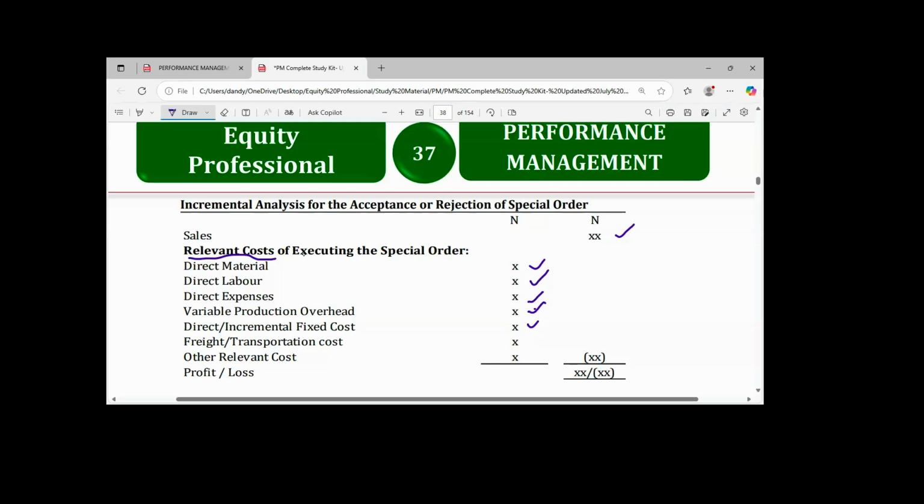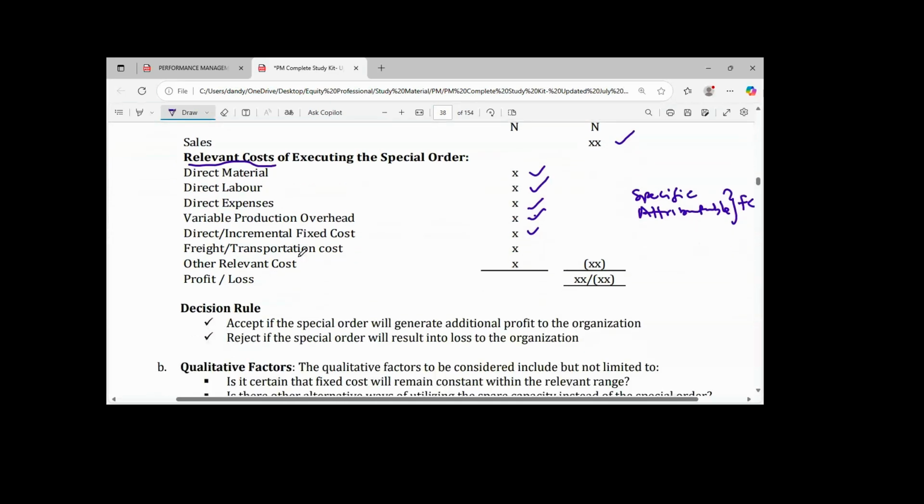Like I said, you can have a specific or attributable fixed cost, so it is also relevant. You may be given opportunity costs that relate to the special order. It is possible that the company will deliver the order to the customer. In this case, the company can incur freight or transportation costs. Then any other relevant cost associated with the special order, like contribution loss, you need to include it. Then you add up all the relevant costs and deduct them from the sales value to have either profit or loss.